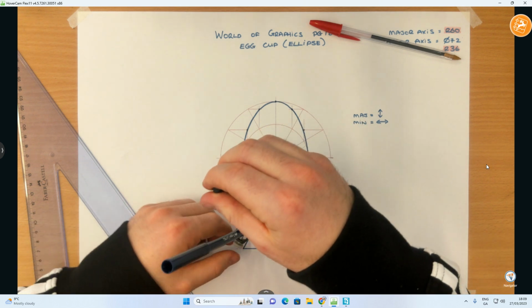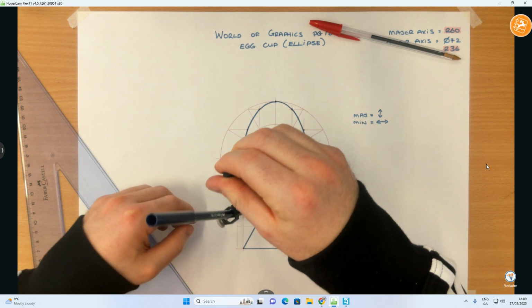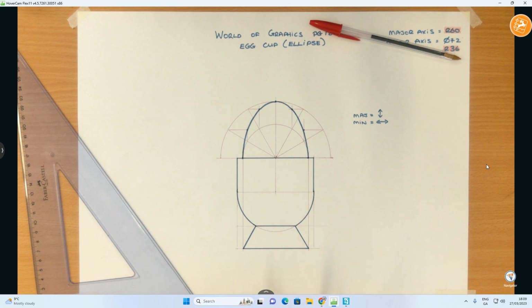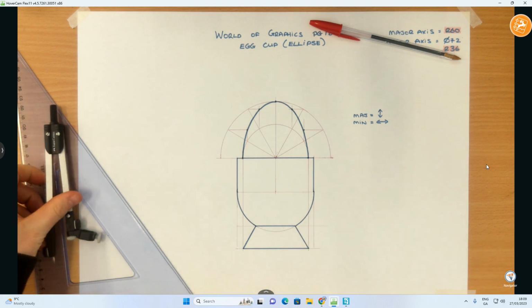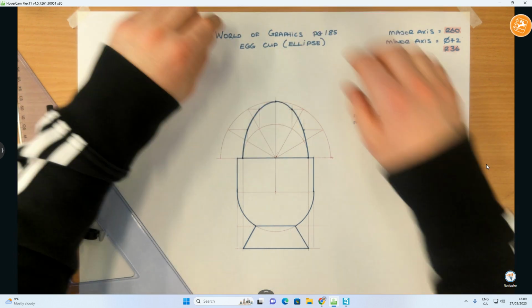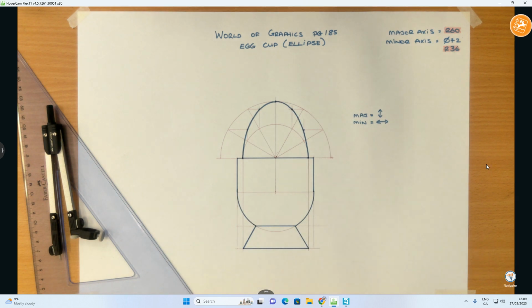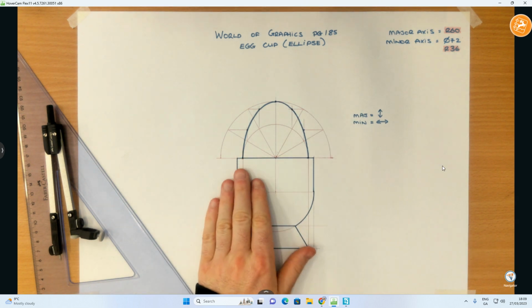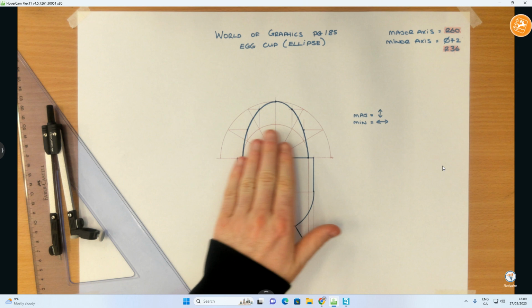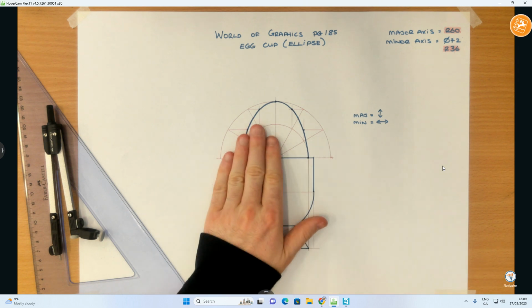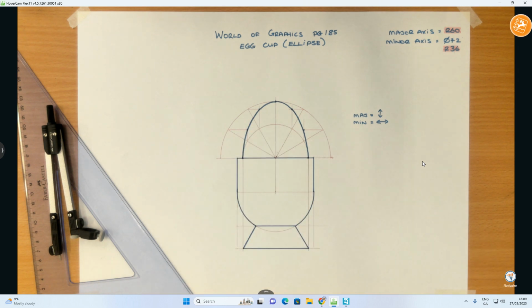So there's that portion and that portion. And there you have it, guys. That there is the problem completed. World of Graphics page 185, the egg cup question based on the ellipse, and it's when we have an ellipse in a vertical position and it's a semi-ellipse because we're only drawing half of the ellipse, or in this case half of the egg. Okay, that's the question done there, guys. I hope you found that helpful.